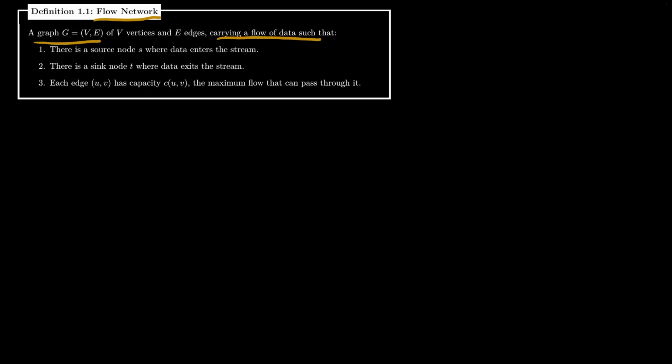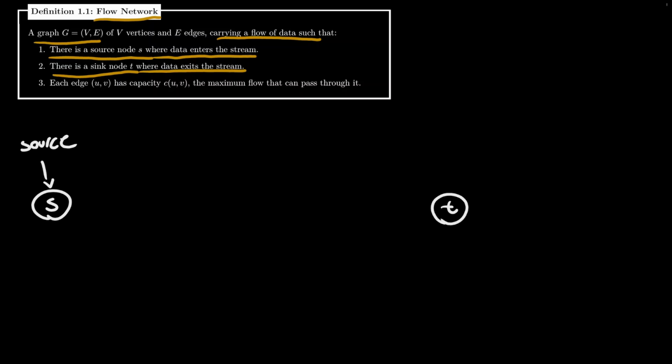Let's start out with the source node. The source node S is where data enters the stream. And then we have a sink node T, where data exits the stream. So let's say we have some sort of sink node here. This would be the sink node.